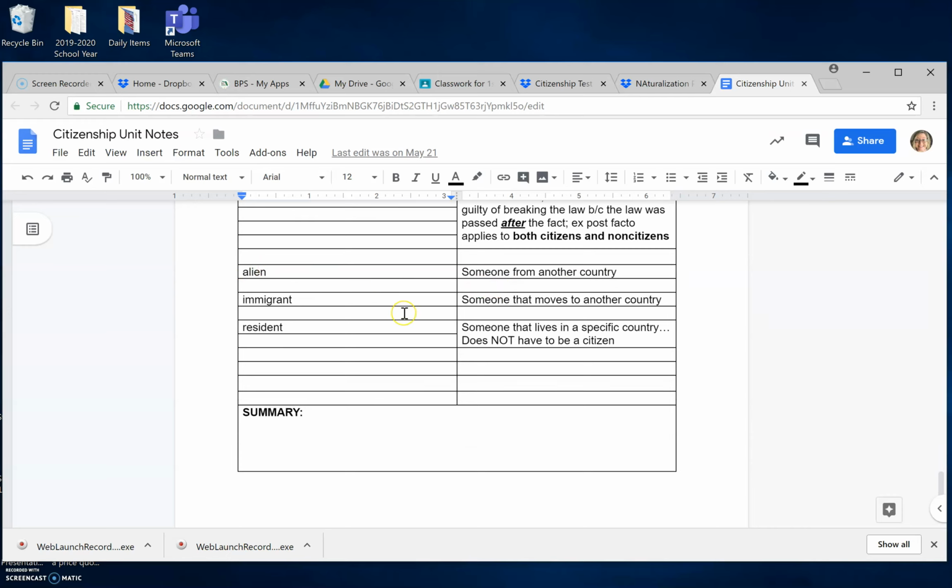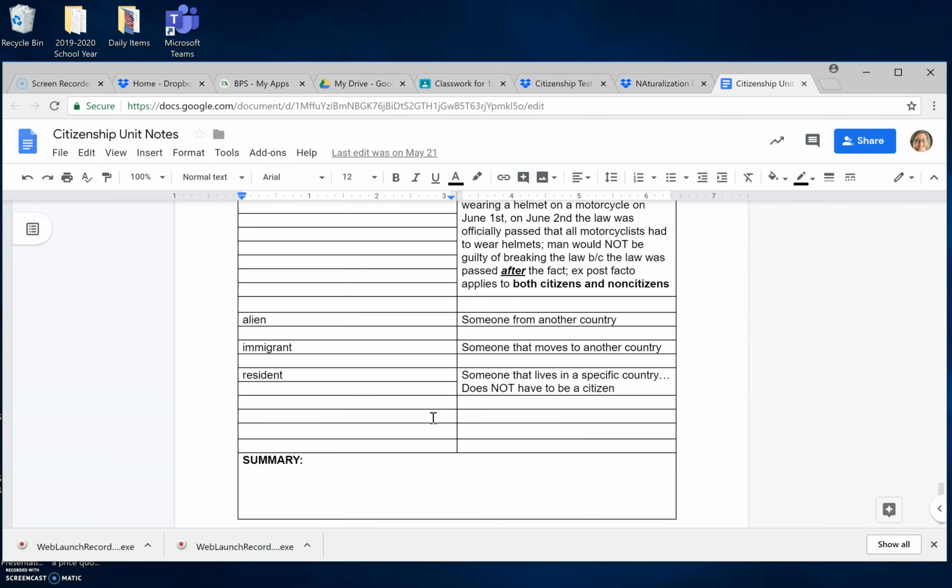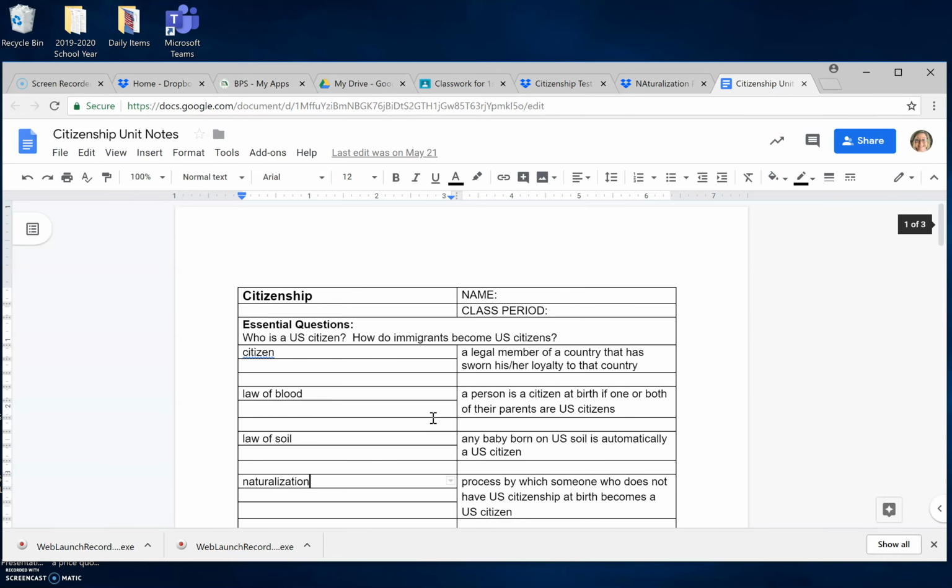Aliens, someone from another country. Sometimes we call them an immigrant. Someone that moves to another country, immigrant. Resident, someone that lives here. So do people that live here, are they all citizens? Does every person that lives in the U.S., are they a citizen? No. They're on visas. They're here by green cards. Some people, immigrants are here for vacation. But not everyone that lives here is an immigrant.